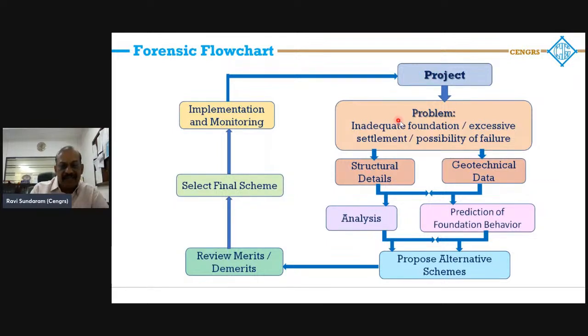So this is the flow chart of forensics. Once you identify a problem of an inadequate foundation or excessive settlement or possibility of failure or actual failure, first you review the structural details and the geotechnical data, perform the analysis, and identify if it's a structural failure or a geotechnical failure. And if it's a geotechnical failure, predict the foundation behavior, what's happening. Then you work out the alternative foundation schemes, review the merits and demerits of each scheme, select the foundation scheme, implement it, monitor it, and hopefully the project will be back on track.